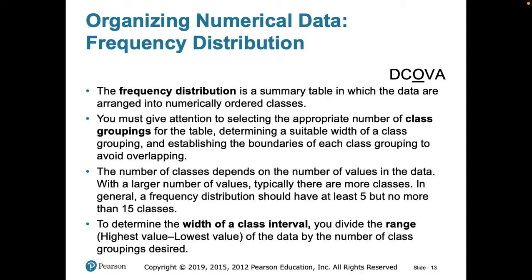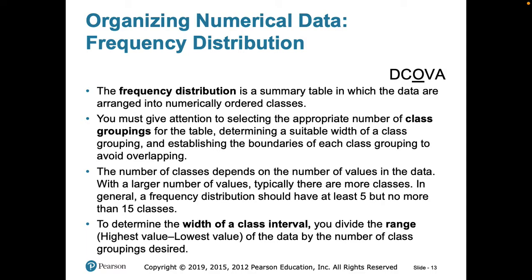And normally you want to do at least 5, because if you do less than 5, it's really not useful. But you don't want to do more than 15, because once you go over 15, then it becomes too bothersome. It's really losing also the value of what you're trying to achieve. To figure out the width of the class interval, what you want to do is divide the range by the number of classes that you want.